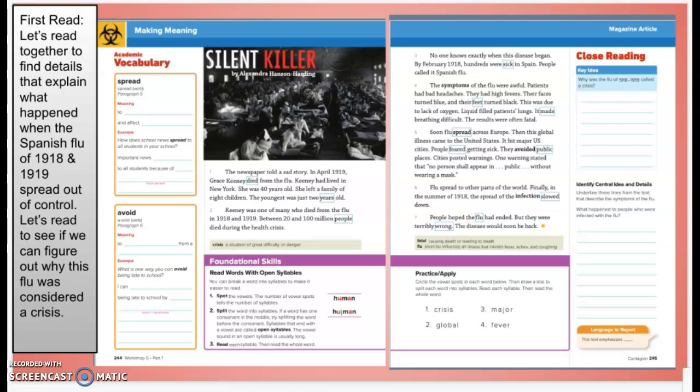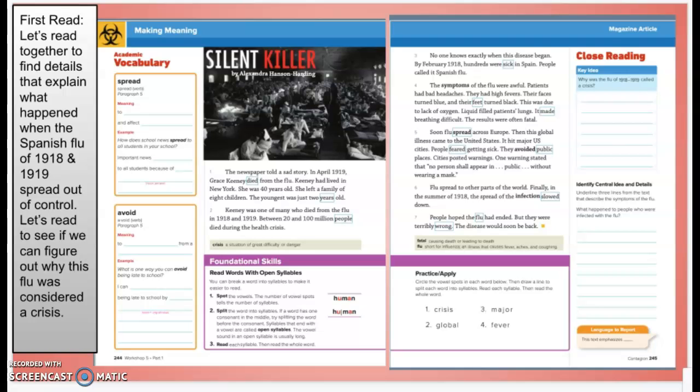All right, so now we are ready to go ahead and do our first read of Silent Killer. Right now I will read aloud, and I would like you to follow along in your book. We're going to read together to find out the details that explain what happened when the Spanish flu of 1918 and 1919 spread out of control. We're going to read to see if we can figure out why this flu was considered a crisis.